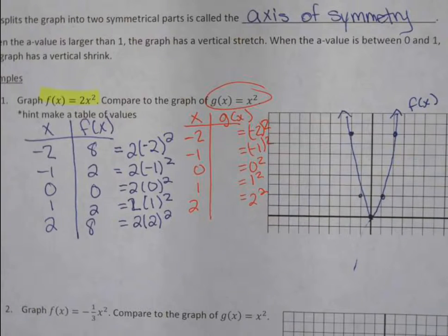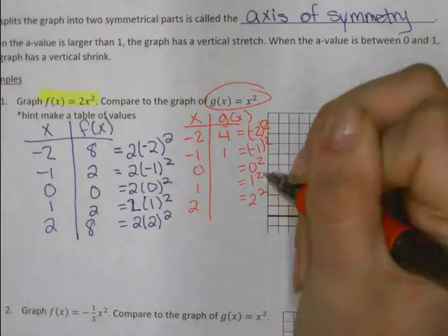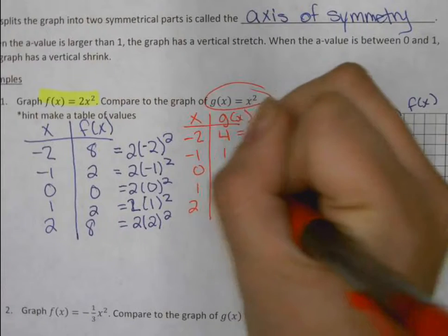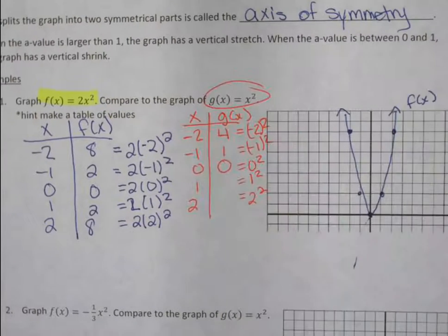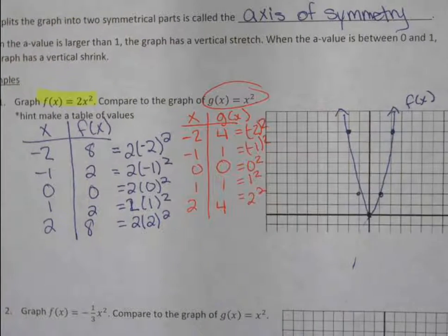Okay. So what's negative 2 squared? What's negative 1 squared? 0 squared, 0. 1 squared. 2 squared. Okay, so then I'm going to go plot this.